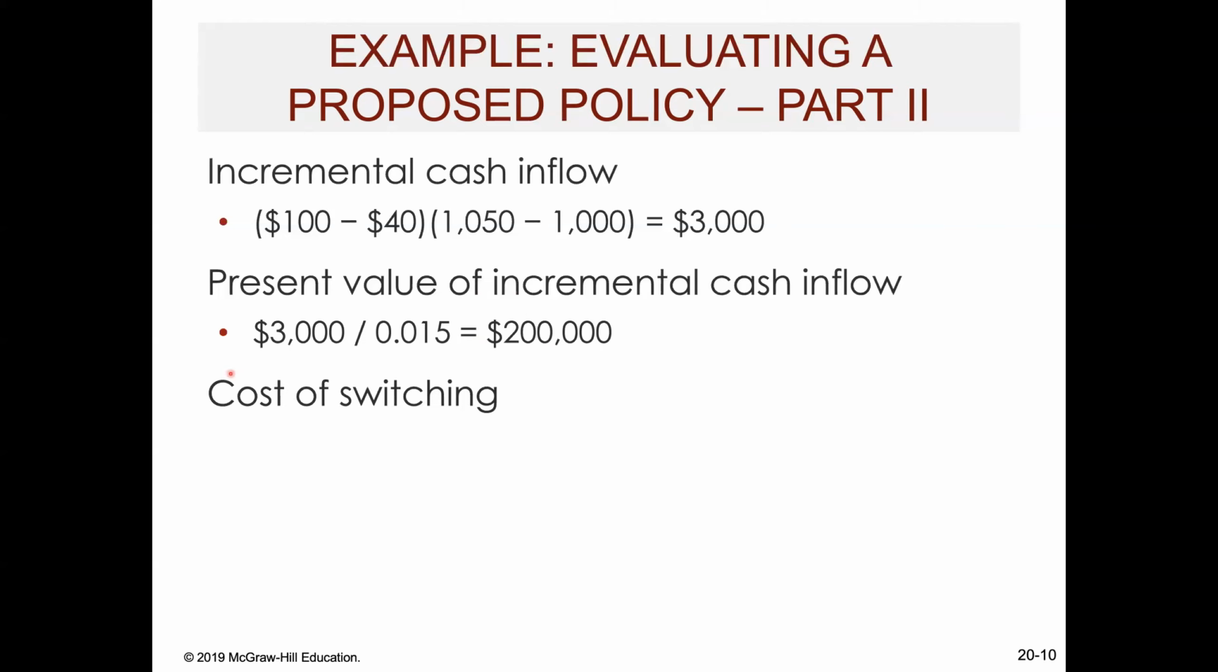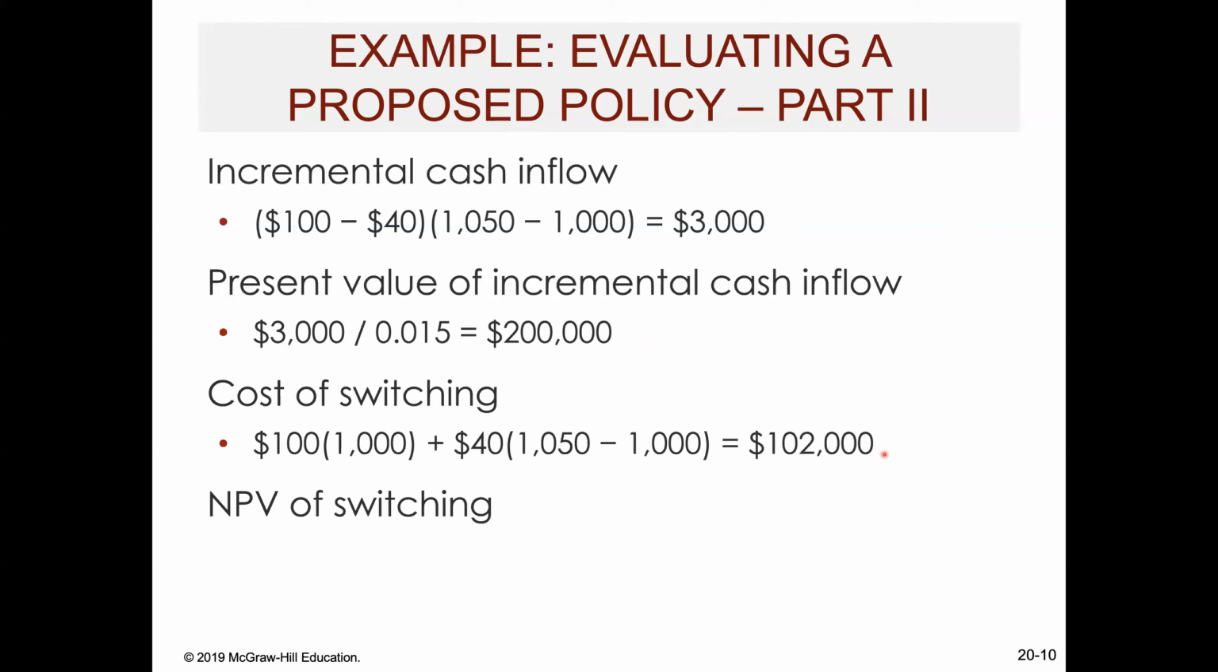But there's the cost side of this. What is the cost of switching? Well, we've got the $100 times the original 1,000 plus the $40 variable expense times the 50. So we've got $102,000 is the cost of switching.